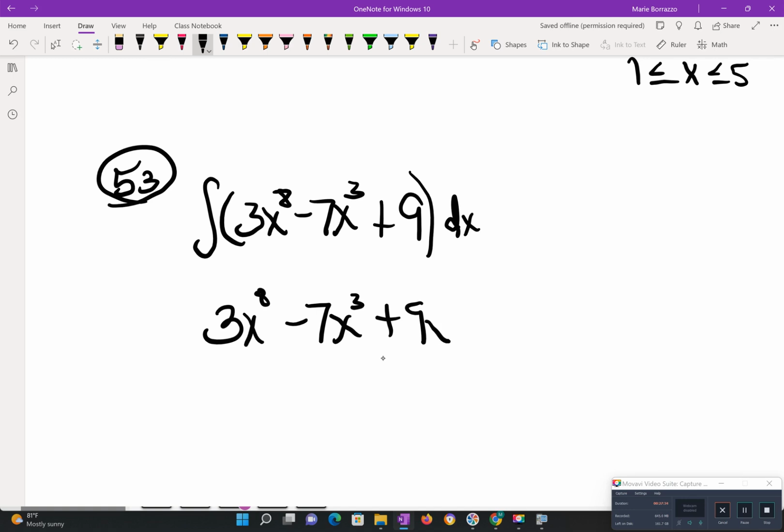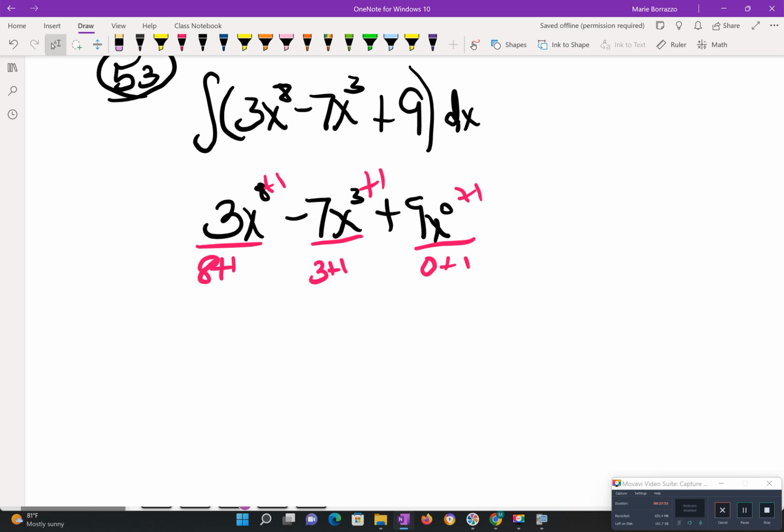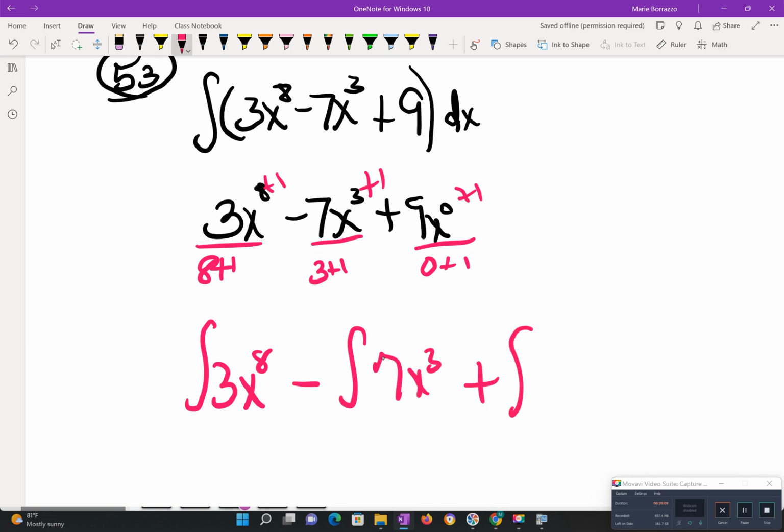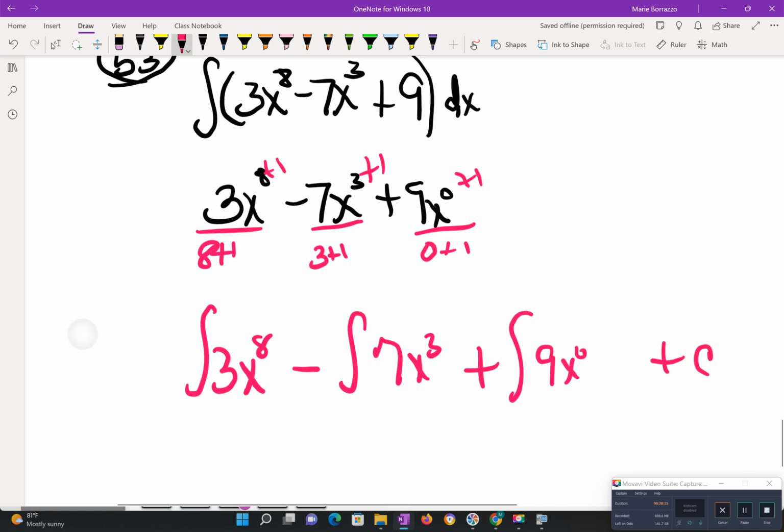So remember, this is 9x to the 0. Just for the record, I'm just going to write it for you. So we're going to go with plus 1 here and divide by 8 plus 1. I'll go plus 1 here, and I'm going to divide by 3 plus 1. Go plus 1, divide by 0 plus 1. Okay, and I'm just being extreme and writing each part so you see it by parts. I mean, we can even go further and integrate 3x to the 8th minus integrate 7x to the 3rd. We can get really formal.